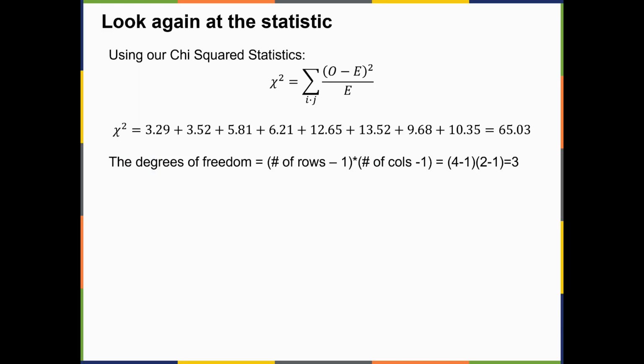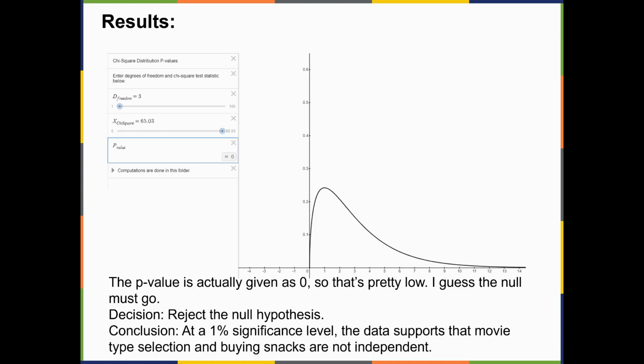And now what we're going to do is add them all up, right? Because it says to add them all up. Add them all up and we get 65.03. The degrees of freedom for this chi-square statistic is going to be the number of rows minus 1 times the number of columns minus 1. So there's 4 rows and 2 columns. 4 minus 1 is 3. 2 minus 1 is 1. That gives me a total degrees of freedom of 3.